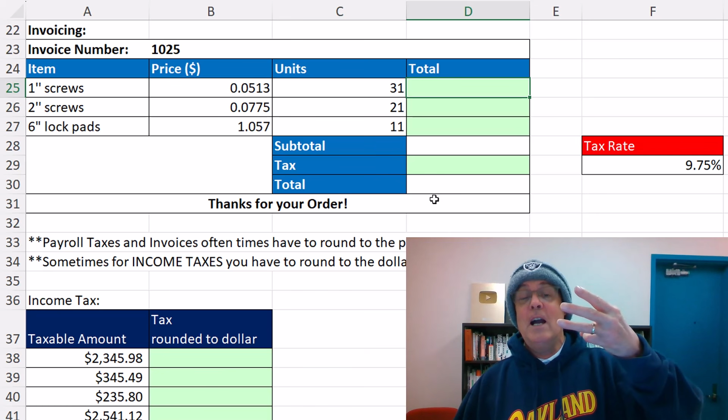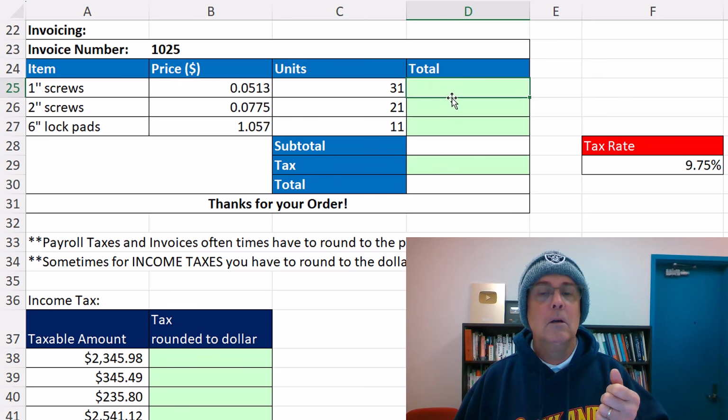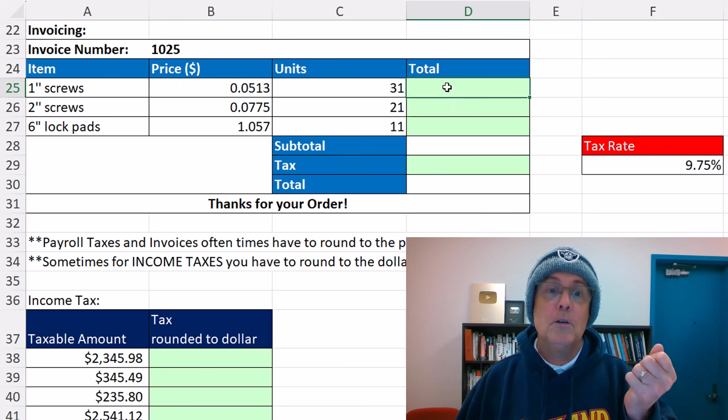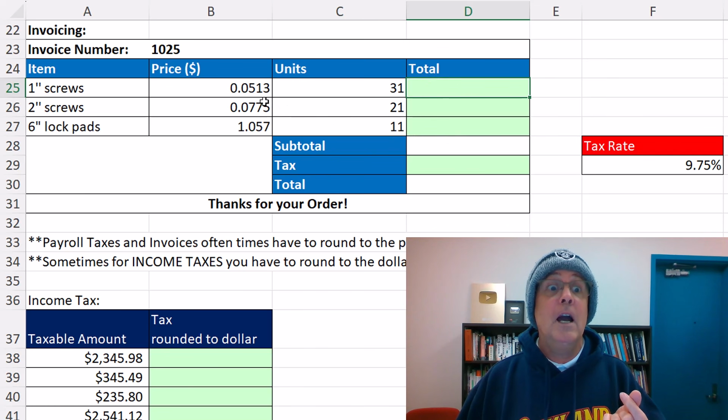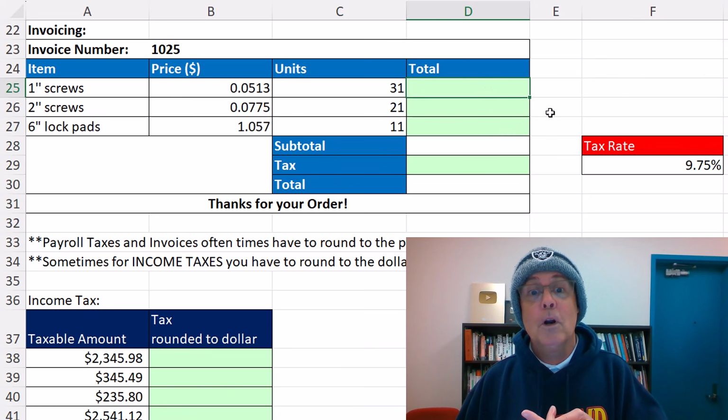Now, we have to check, are the 3 requirements for using round met? Well, this is an invoice. We're going to use money, so that means we're required to round. We definitely have extra decimals here. And once we make our calculations, we're going to be using them in subsequent formulas.